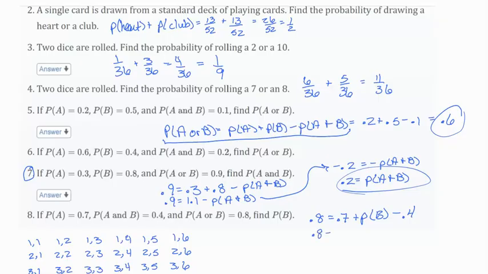So let's clean this up. 0.7 minus 0.4 is 0.3. And if I subtract 0.3 from both sides, my probability of B would be equal to 0.5.